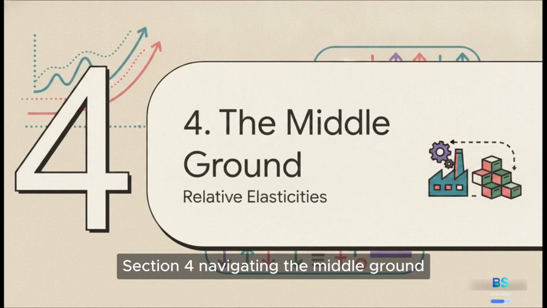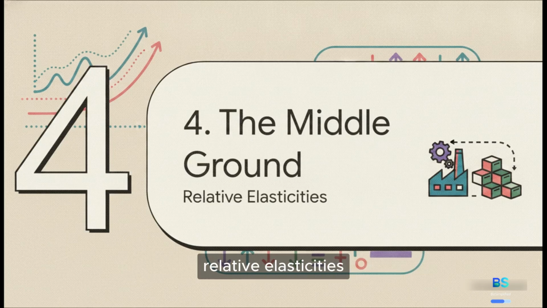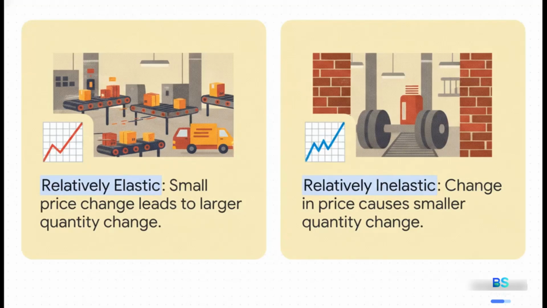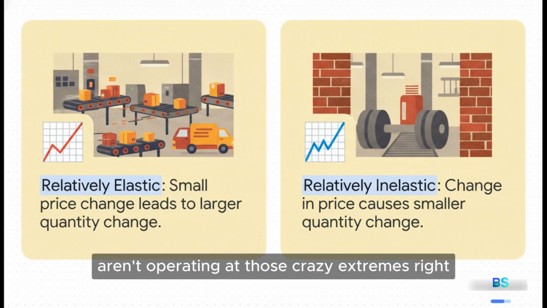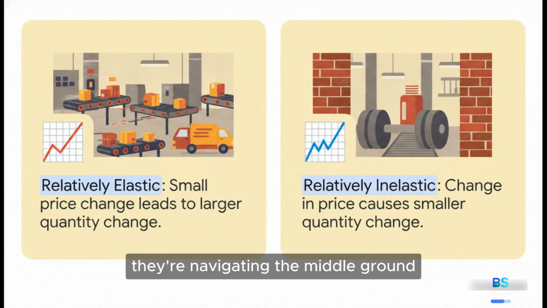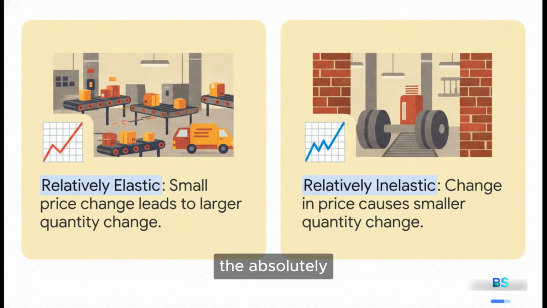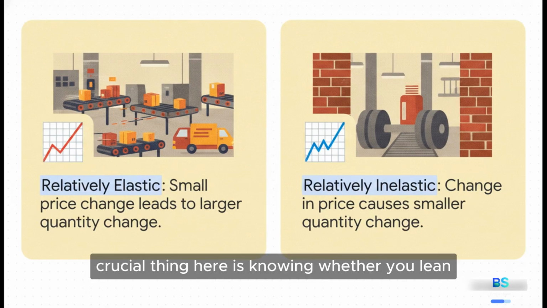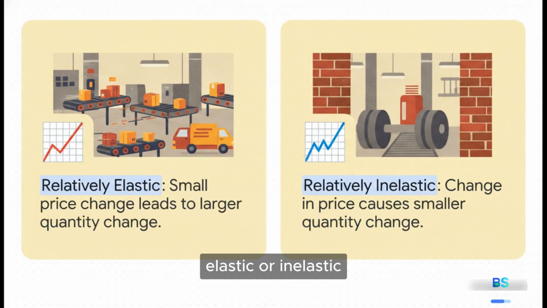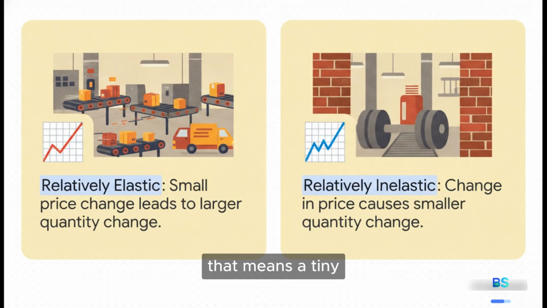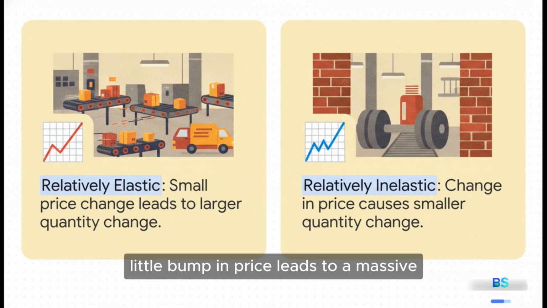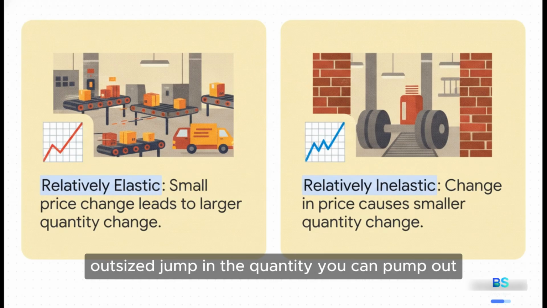Section 4, navigating the middle ground, relative elasticities. Okay, but most real-world global supply chains aren't operating at those crazy extremes, right? They're navigating the middle ground. The absolutely crucial thing here is knowing whether you lean elastic or inelastic. If your elasticity is greater than 1, you have a relatively elastic supply. That means a tiny little bump in price leads to a massive, outsized jump in the quantity you can pump out.